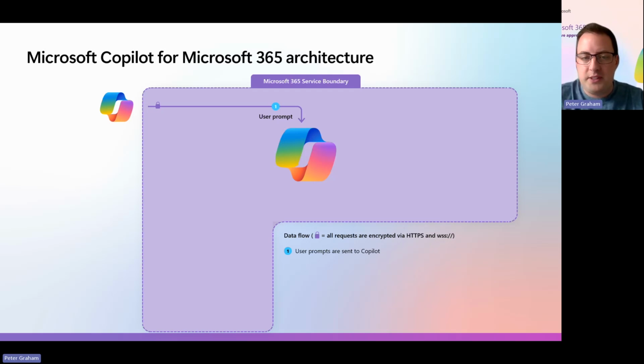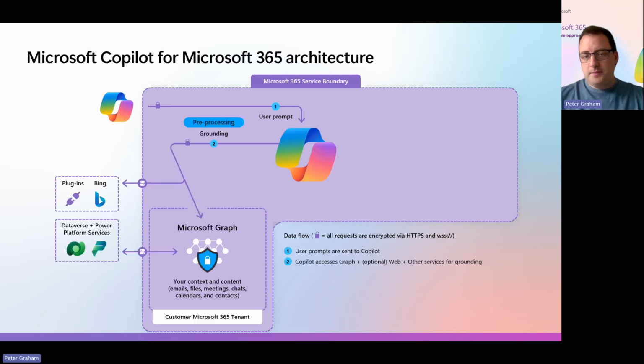So it's a 6-step process. You think of a prompt. You think, right, hey Copilot, I want you to prepare my day. What's in my calendar today? Or can you draft me up a pitch based on this Word document or something like that? You'll prompt it, and then it will go into your pre-processing stage.